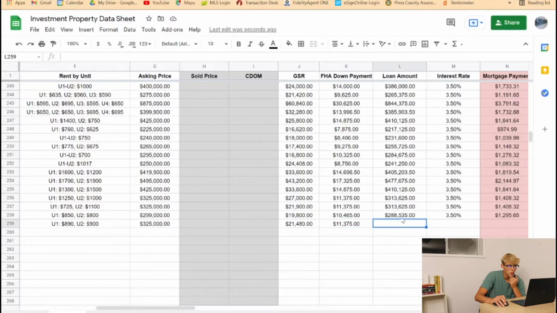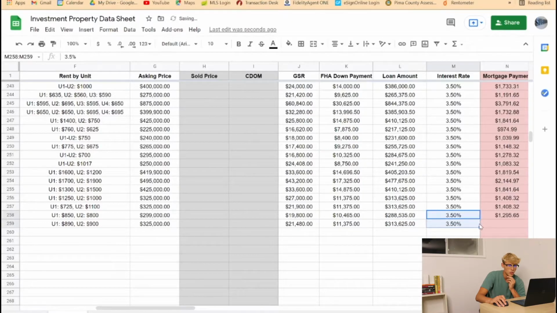Now we're going to bring our loan amount, which again is already calculated for us, considering we bring the down payment. As you can see, we would be getting a loan for $313,625. That's because we put down $11,000 of our own money. So then we actually only need to get a loan for $313,000, not the full $325,000, because we already put $11,000 down. I hope that makes sense.